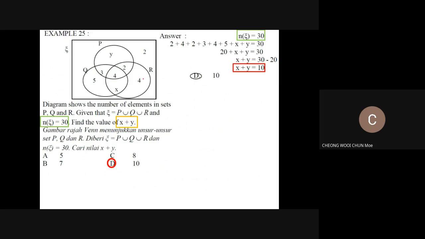Then example 25. Number of subsets is 30, which means adding up everything is 30. You want to find x plus y. So 2 plus 4 plus 2 plus 3 plus 4 plus 5 plus x plus y equals 30. Then the numbers added up give 20, so x plus y equals 30 minus 20, which is 10. So answer 10.